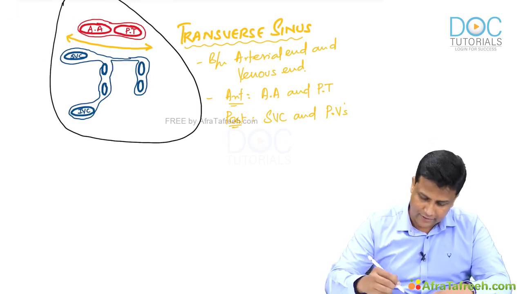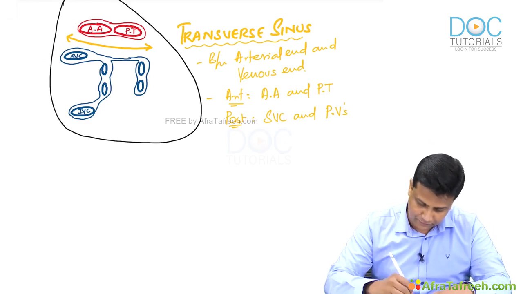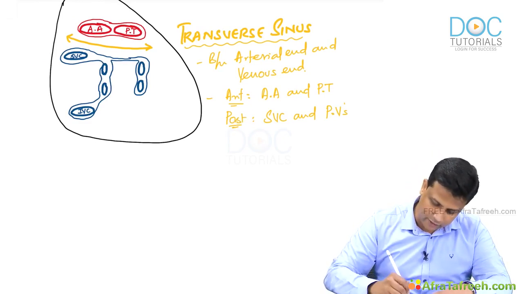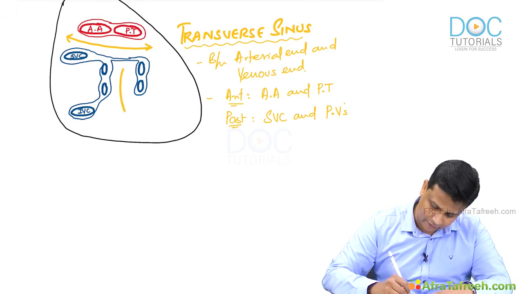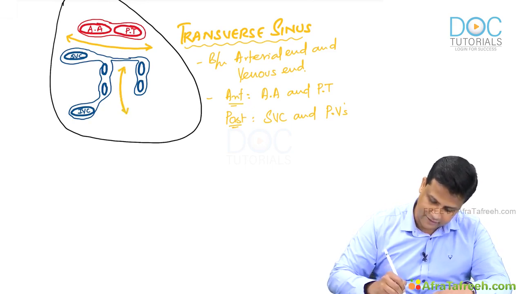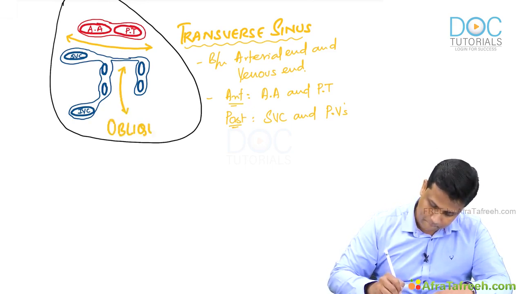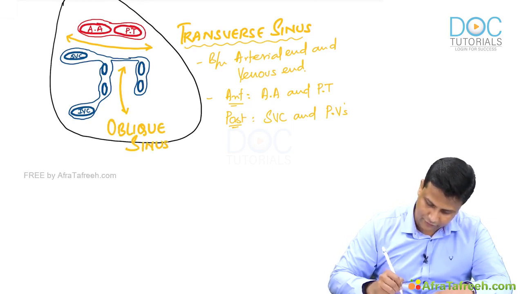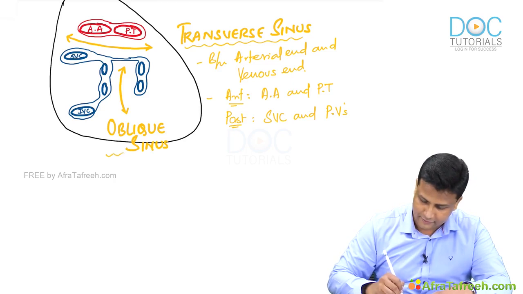That is all the points that you have to remember about the transverse sinus. The next one, between the pulmonary veins, you are able to find here, this will be the oblique sinus, guys. This is the oblique sinus. Between the pulmonary veins, you will be able to find a space there, the oblique sinus.